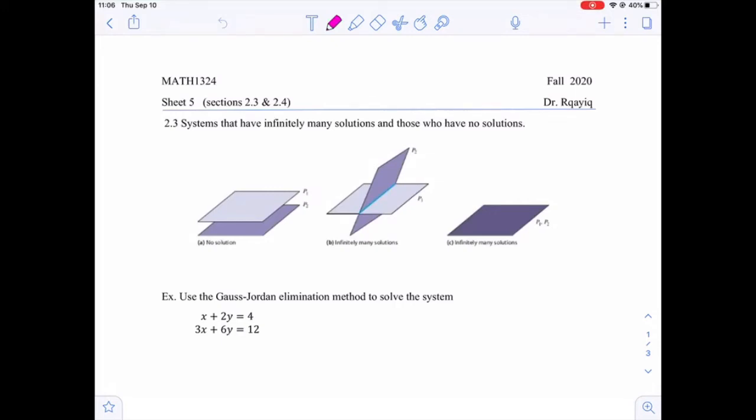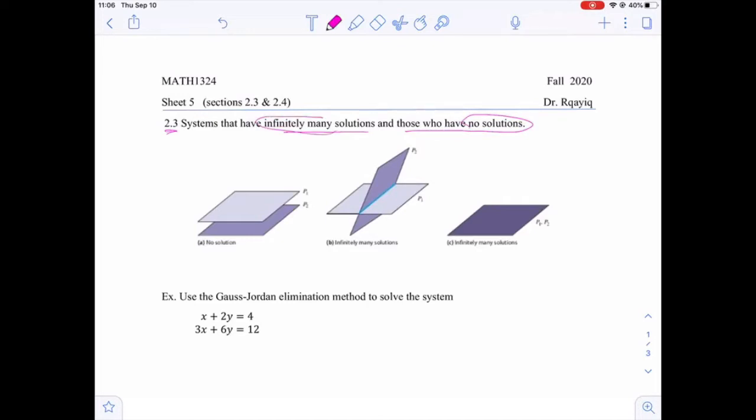In this lecture, we focus on sections 2.3 and 2.4. We start with section 2.3. We talk about systems that have infinitely many solutions and those that have no solutions.